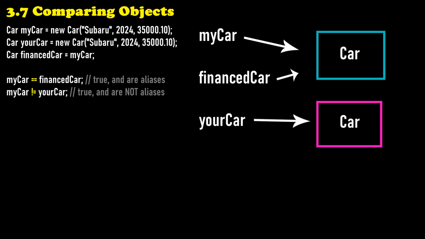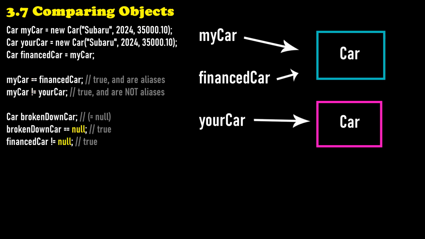Two object references are aliases if both point to the same object. We can use the equals and not equals relational operators to determine if two objects are aliases. We can also compare a reference value with null to check if the reference is an object in the first place. The equals method is useful to see if the contents of two objects are the same.